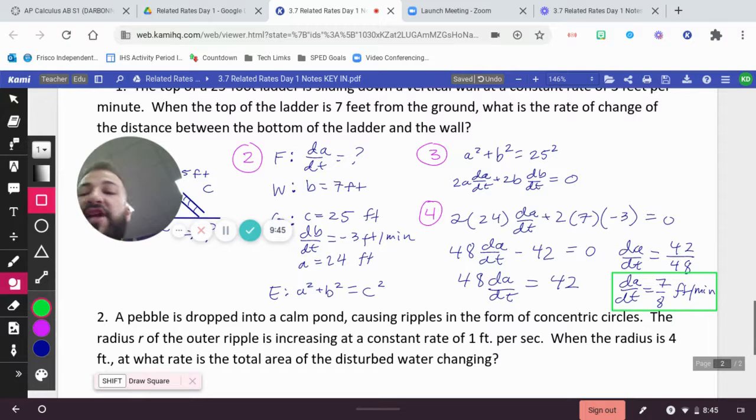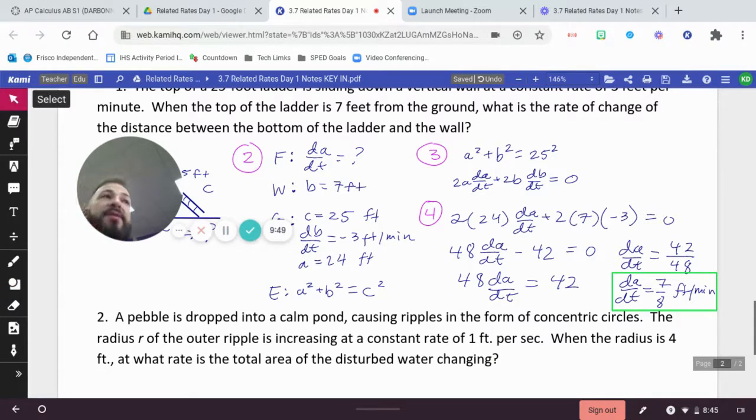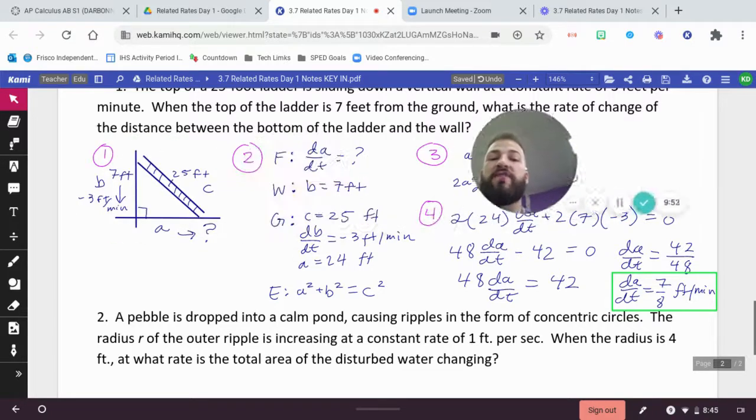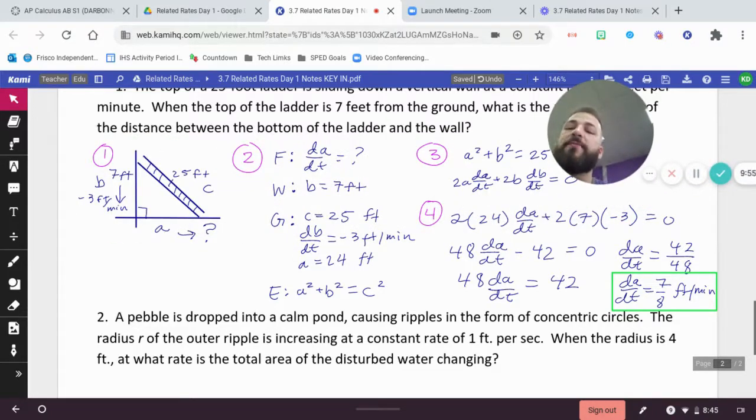So some things to check: your related rate should make sense. We got a positive answer at the end. So it's saying in our situation, if our ladder is falling down 3 feet per minute on side B, then side A is going to be increasing by 7/8 of a foot per minute. That makes relative sense: decreasing on one side, increasing on the other side. So always check your answer should make sense. If it doesn't make sense, then you probably did something wrong.